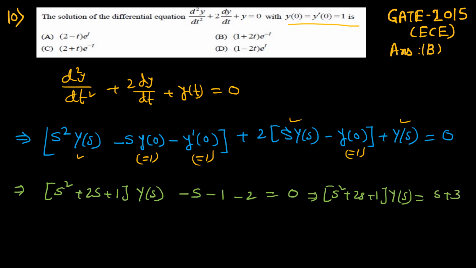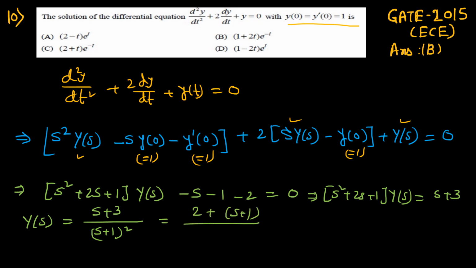So this will give you that s square plus 2s plus 1 times Y of s equals s plus 3. So this Y of s now we can write as s plus 3 upon s square plus 2s plus 1, which is s plus 1 whole square. So again, the same Y of s we have got in the first problem, question number 6. So again we can write this as 2 plus s plus 1 upon s plus 1 that square. So we'll have 2 upon s plus 1 square plus 1 upon s plus 1. So now we can take inverse Laplace.